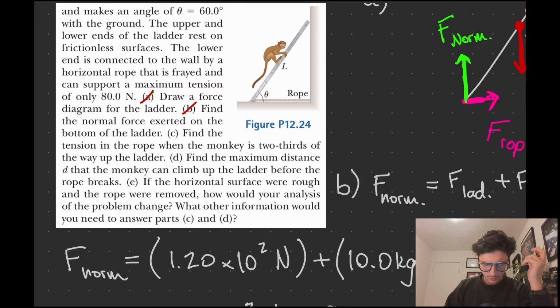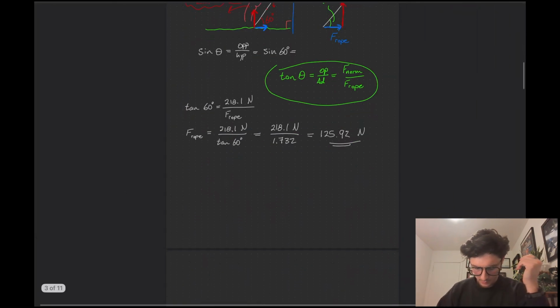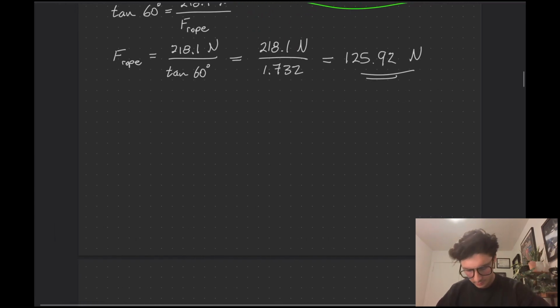Find the tension in the rope, and the monkey is 2/3 of the way up the ladder. The monkey is pushing down. Boom, and then the ladder. How can we say what the monkey is doing? 2/3 of the way up the ladder. I think I got it. Peep this. Well, it's going to be another sine cosine tangent thing.